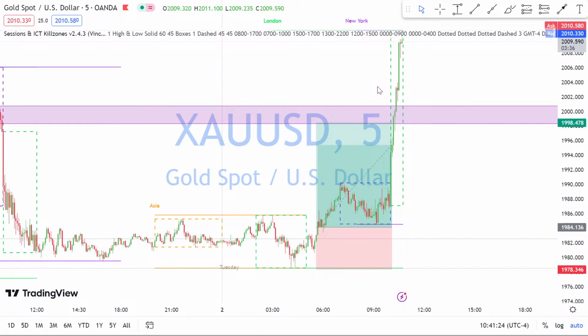Okay, London Close Killzone. What ICT concepts are going to be used in this module? The importance of time and price, the London Close Killzone, characteristics of the London Close.